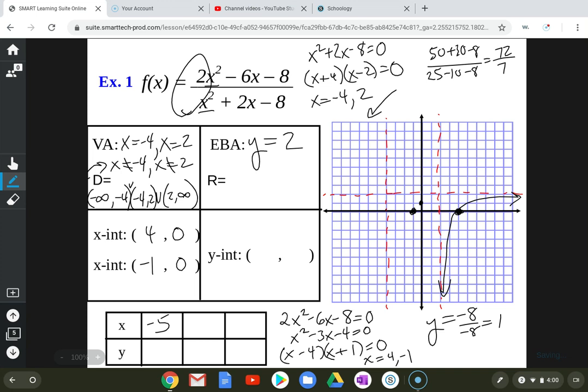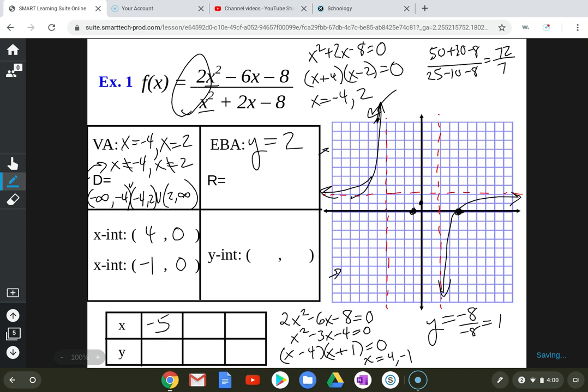1, 2, 3, 4, 5, 6, 7, 8, 9. Something up here. That's okay. I just needed to know, was it down here or was it up here? It's up here. So I'm going to follow my asymptotes on this side. All right.